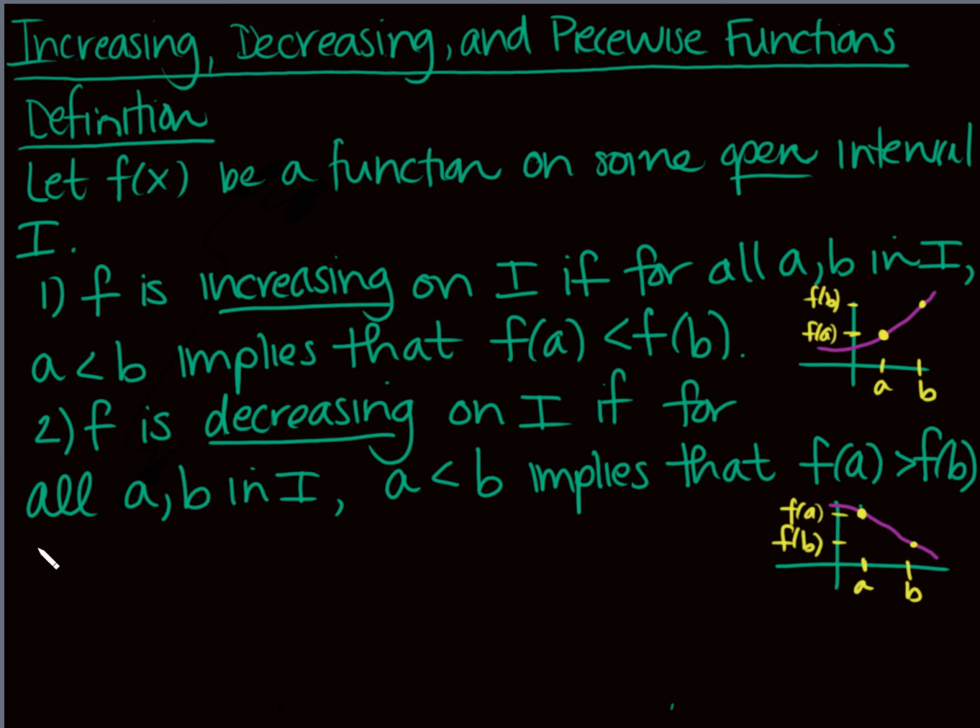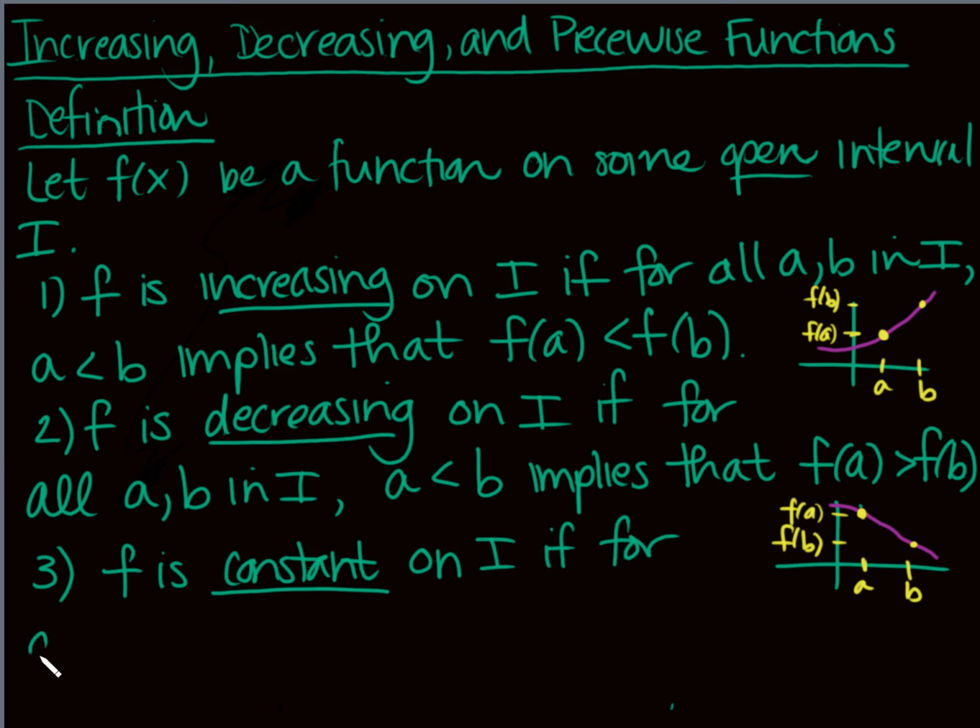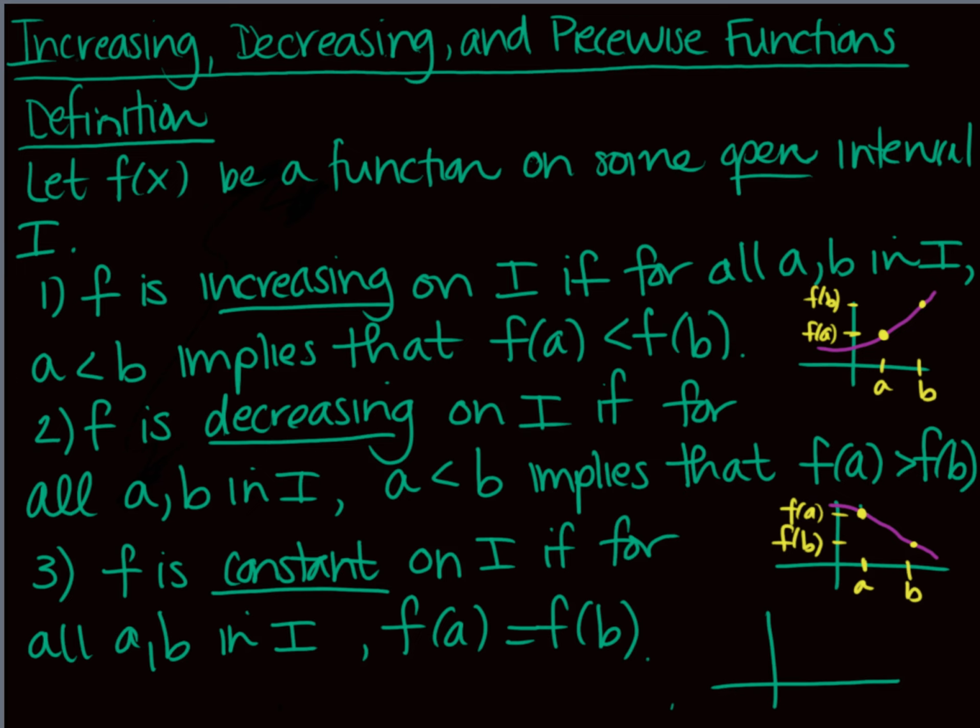So it can be increasing, decreasing, or what else can happen on an interval? f is said to be constant, which happens as well. We can be neither increasing nor decreasing on I if for all a and b on that interval, I don't even need to worry about going left to right. I just know f of a is equal to f of b. Again, I hope that's pretty clear. I would have a constant function.